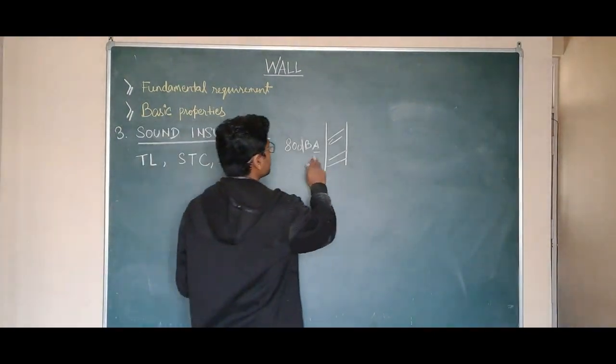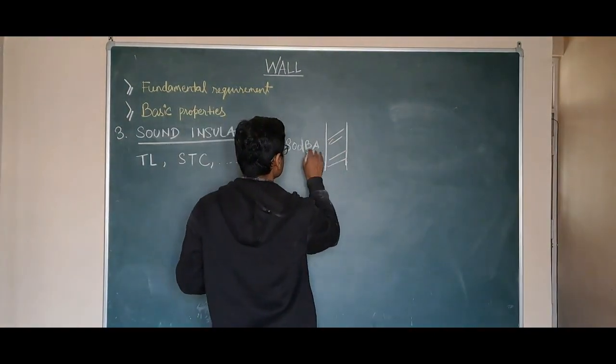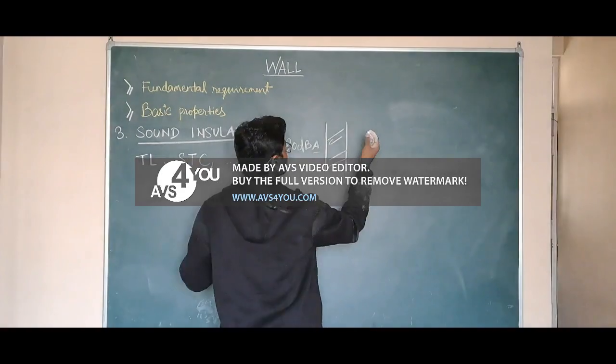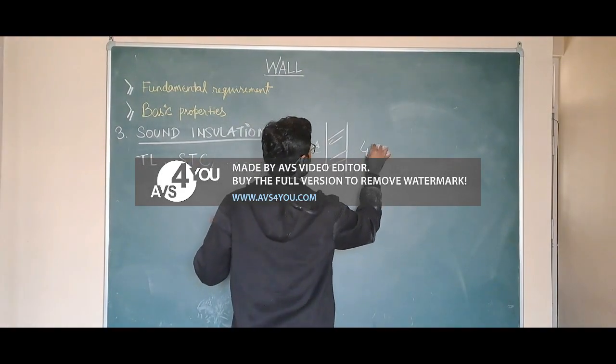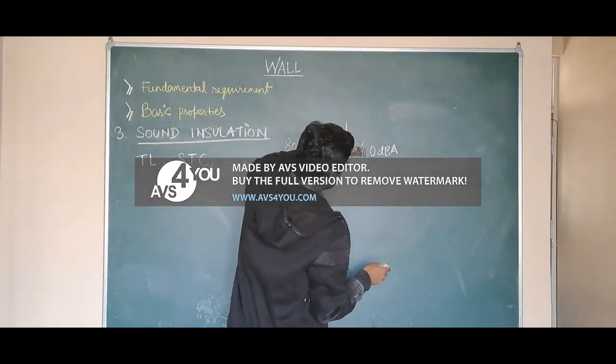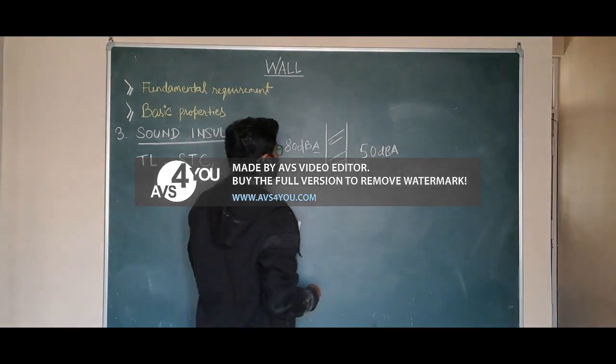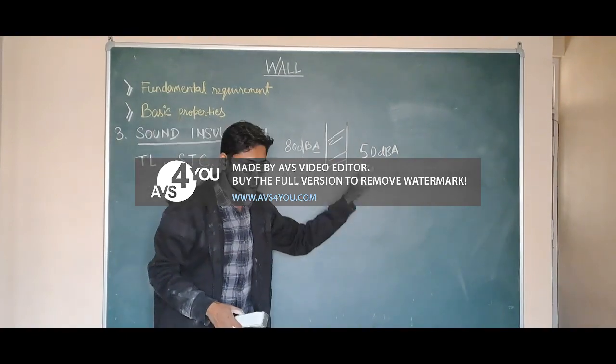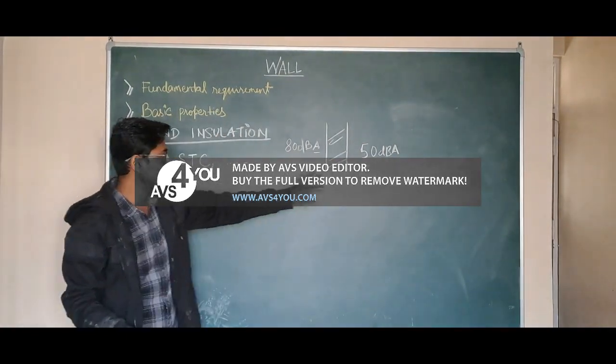Now, inside we do not want that much noise level or sound level. So inside, suppose we are getting 40 dB, or suppose we are having 50 dB. So that means there is a loss of 30 dB. So transmission loss will be here 30 dB.